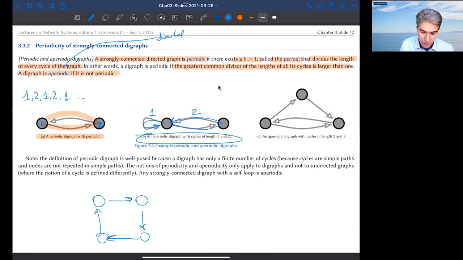Another possibility is you can draw pictures like this: 1 to 2 to 3 to 4. This is periodic. Now, if I add this edge going back, this is still periodic because now I have a cycle of length 2 and a cycle of length 4. So when I don't have that edge, the period is 4. When I add this edge, now the period is 2, still periodic. If I add a self loop, the graph is aperiodic. The more edges you add, the more likely it is that the graph is aperiodic. If I add this edge, now I have a cycle of length 3, and so the lengths are 3 and 4, and therefore the graph is aperiodic. Perfect.